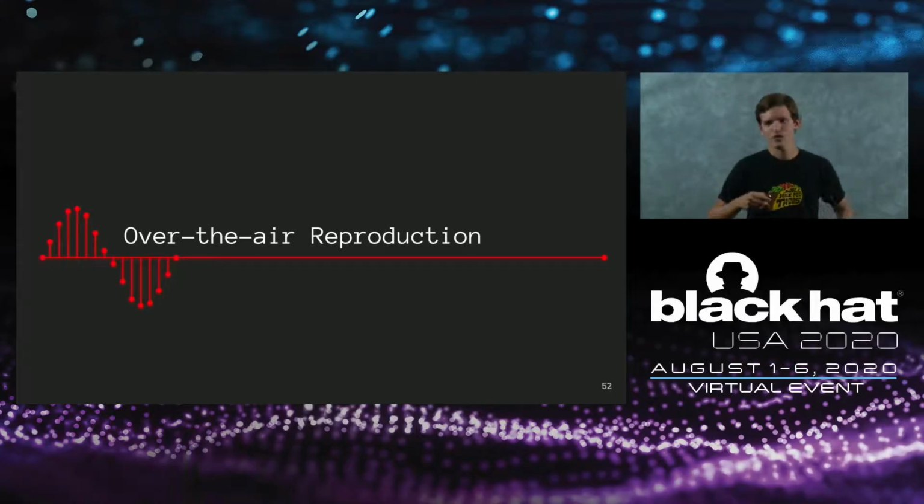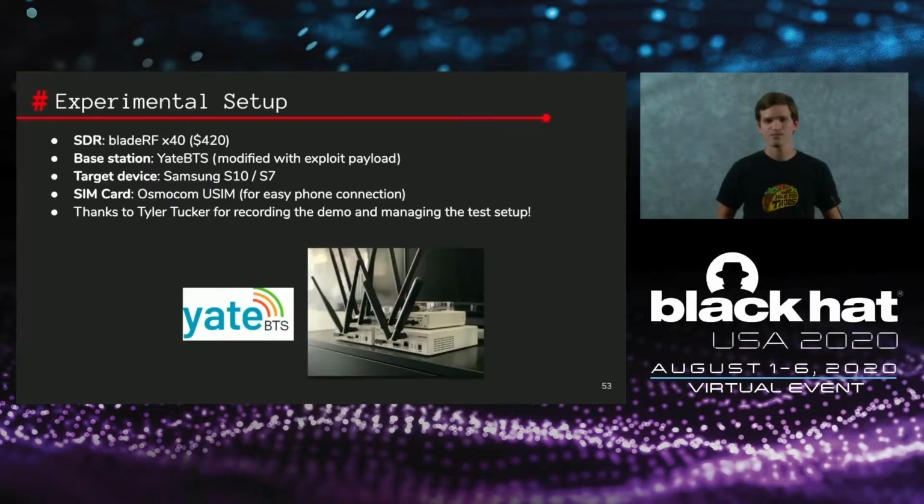So to even further have confidence that what we built is going to work in the real world, we replicated what we found over the air. Our experimental setup included a BladeRF, which is about $420, and a base station, Yate BTS, which we modified with our exploit payload. We literally just copied it in verbatim, maybe cut off the very initial header, and that was it. We targeted the S10 and S7 in our testing, and we used SIM cards from Osmocom to help the phone get an easy connection.